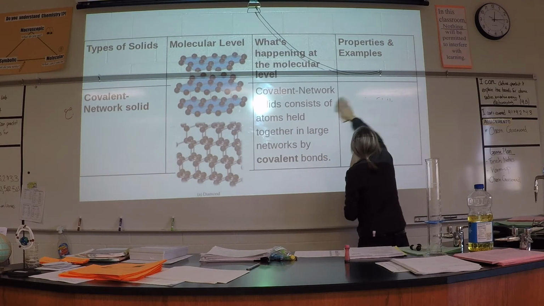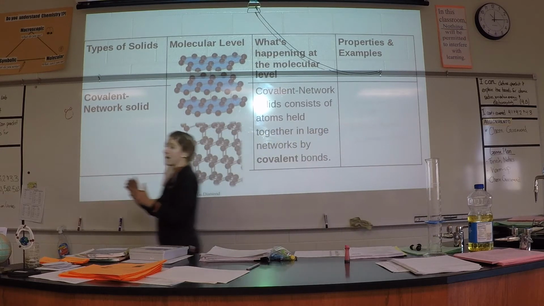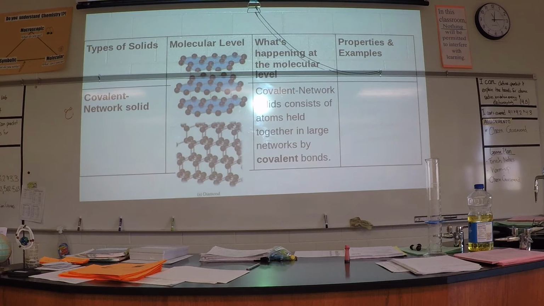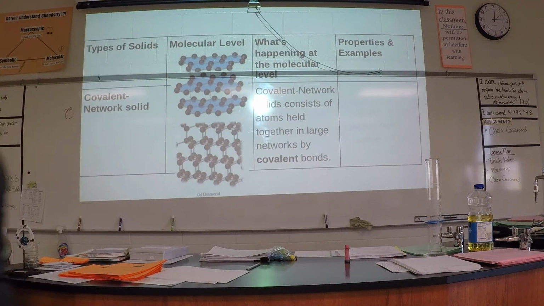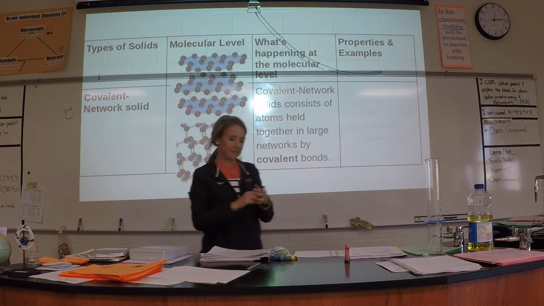The difference though is a covalent network is an extensive array of bonding. So rather than being an isolated molecule like this one up here, like dopamine, it is a very extensive array of bonds. So for example, diamond. Diamond is a covalent network. That's what this picture here is kind of showing, or one form of diamond.